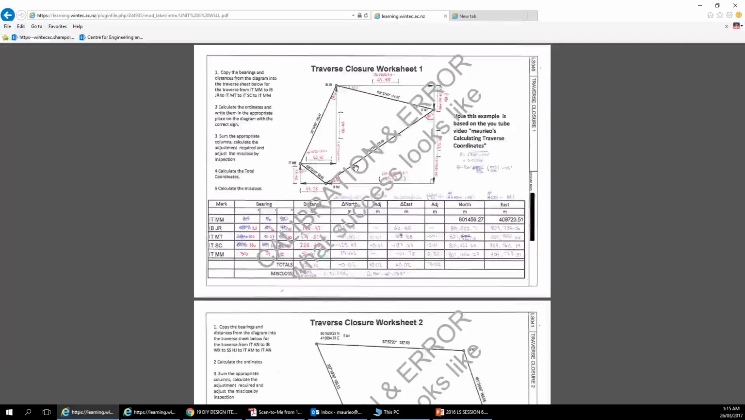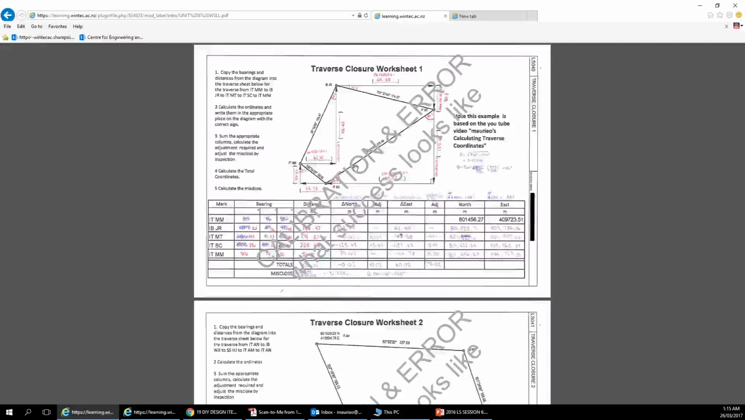Traverse closure worksheet. Again, there's a video on this where I go through it in some detail and tell you what to do. There are no formulas on the formula sheets for this. You must remember that the cosine of the bearing will give you the north ordinate, and the sine of the bearing will give you the east ordinate, and that these have signs. They are positive and negative, and those are important.